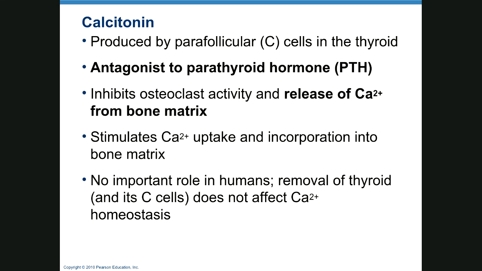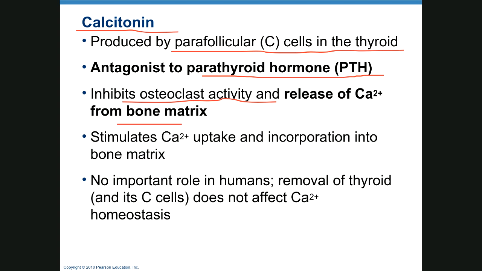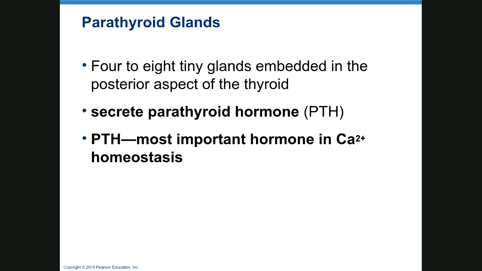Okay, calcitonin, again, part of the thyroid gland, produced by parafollicular cells in the thyroid. It's antagonistic to parathyroid hormone. It inhibits osteoclast activity and release of calcium from the bone matrix, stimulates calcium uptake, incorporation into the bone matrix. Not essential in humans. You don't have to have your thyroid gland to keep your calcium level regulated.